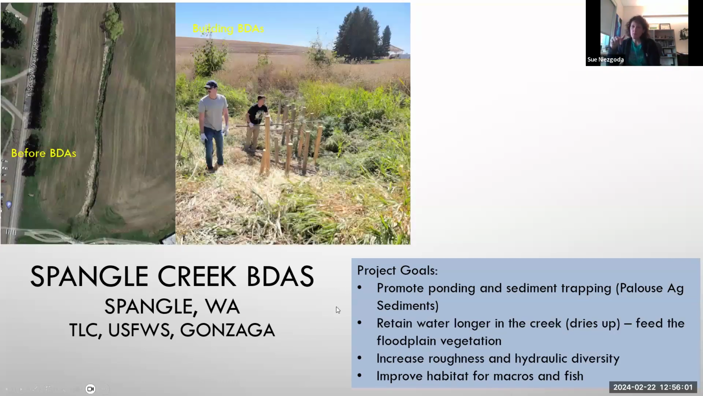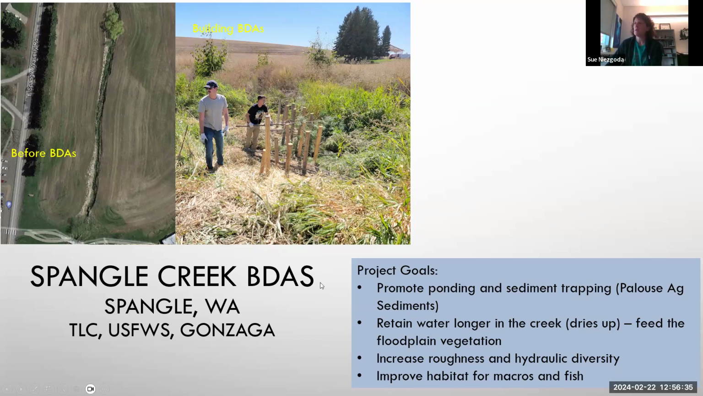The most recent one that we just put in last year is Spangle Creek, another creek similar to Rattler Run out in the Palouse, a straightened, ditched channel. In this particular channel, it tends to run dry for a lot of the year. Our goal here was hopefully to retain water longer, to keep the water in the creek. Also, the Lands Council had planted vegetation, as you can see in the building BDAs photo here. You see some of these alder trees that were planted, and we wanted to keep the water longer and closer up to the floodplain to feed that vegetation.